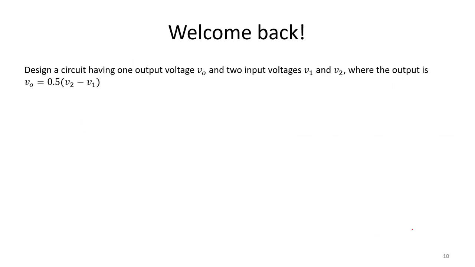So here we are being asked to design a circuit having one output voltage VO and 2 input voltages V1 and V2. And we want our output voltage to be given by 0.5 times the difference between V2 and V1. So what kind of amplifier circuit would we want to use?